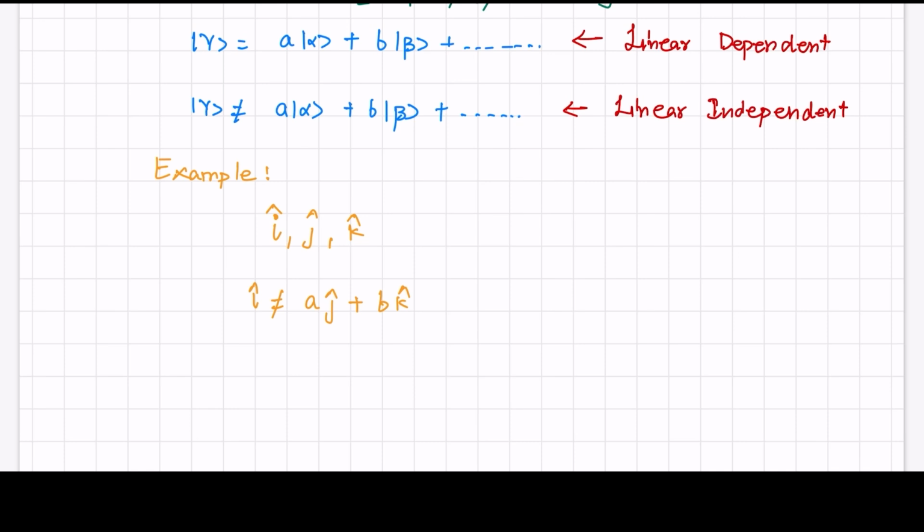But if I have any vector in the xy plane, it is dependent on i and j. So these are dependent vectors. Any vector in the xy plane can be written in terms of i and j, which you might have already seen in your previous classes. So this is an example of linearly independent and linearly dependent.